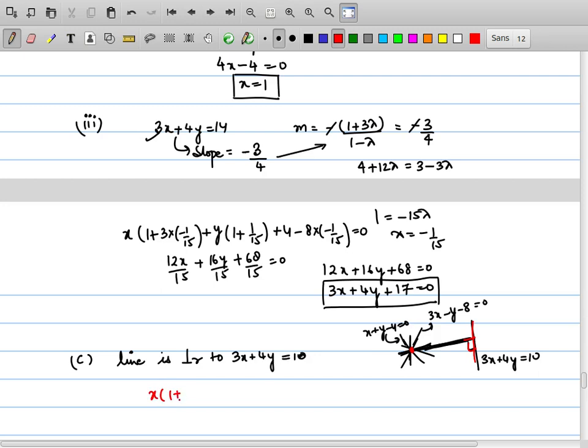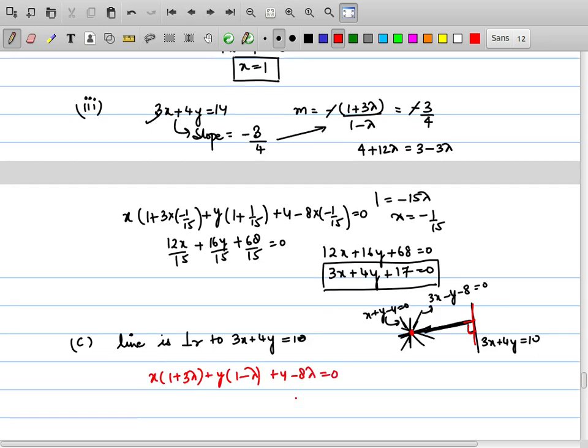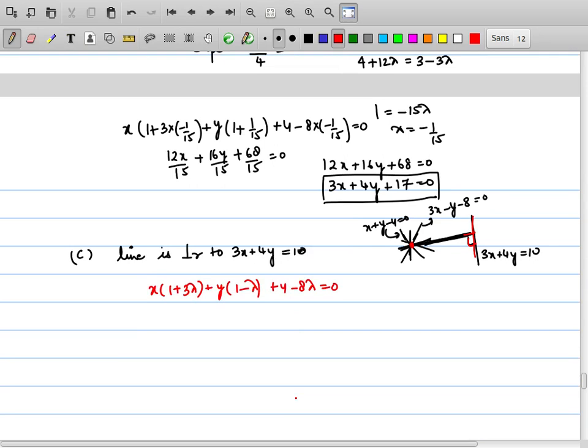x into (1 plus 3 lambda) plus y into (1 minus lambda) plus 4 minus 8 lambda equals 0. Now what is the property of our line that we are looking for? Our line is perpendicular to this line. Therefore the slopes of our line and this line, m1 into m2, should be what? Minus 1. Now what is the slope of this line? The slope of this line is minus coefficient of x upon coefficient of y. Let's say this is m1. What is the slope of our line? It is minus coefficient of x upon coefficient of y. Now the product of these two should be what? Minus 1, because these two lines are perpendicular.